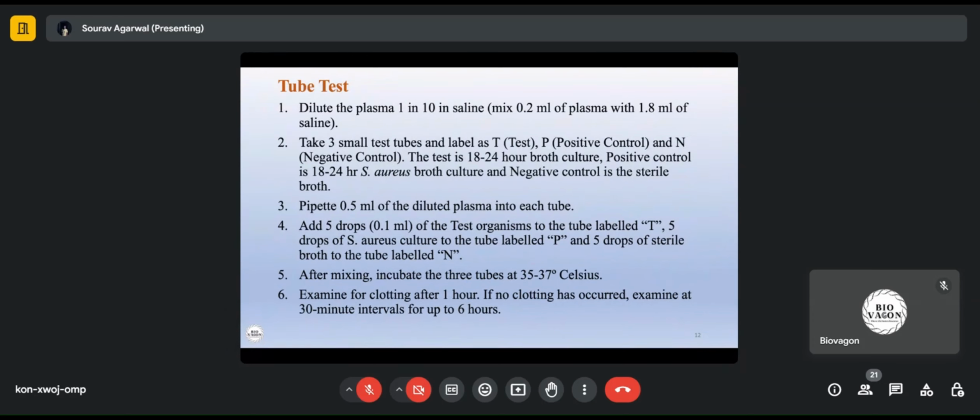Can anybody turn on your mic and tell me why we are using Staphylococcus aureus as our positive control? Or you can just type it in the chat box if you are reluctant to. Yeah, okay. Nobody knows. I don't think they're understanding anything.